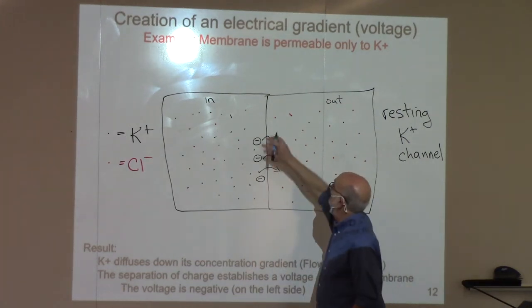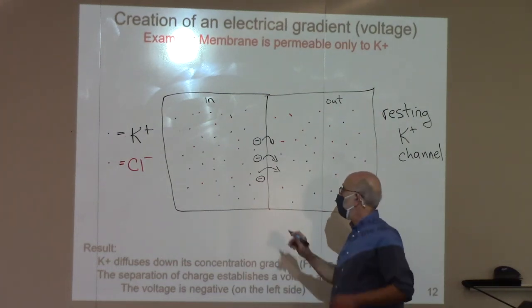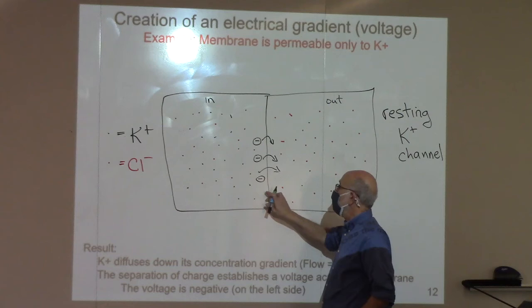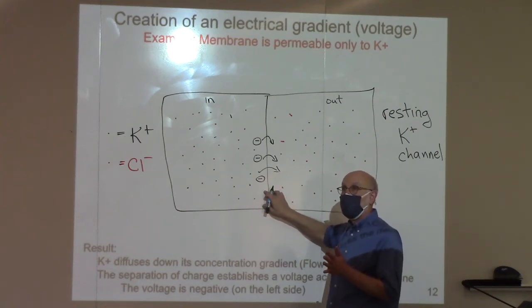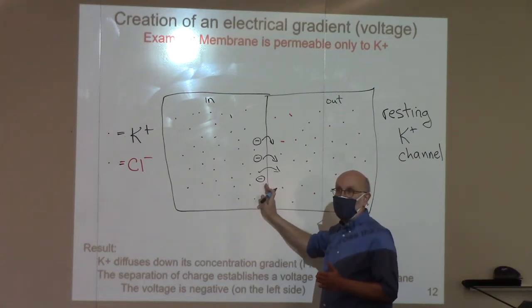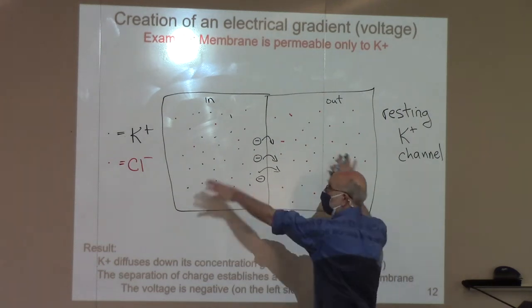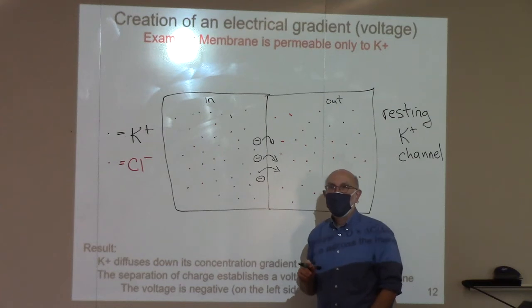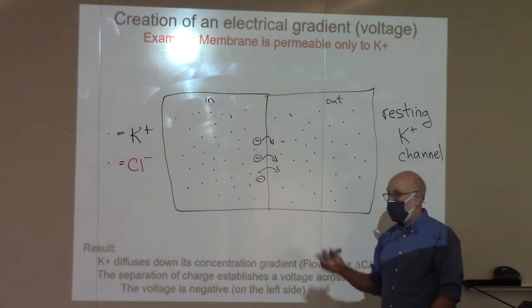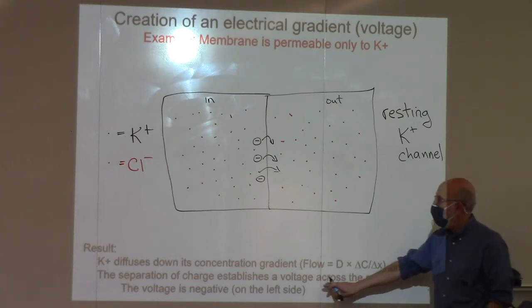The voltage is limited to a very narrow nanometer region around the membrane. But you're right, around the membrane there is an imbalance. There is more potassium on the outside than on the inside, within nanometers of the membrane. That's not true in the bulk solution. Okay, so we've created a negative voltage. The voltage is negative.